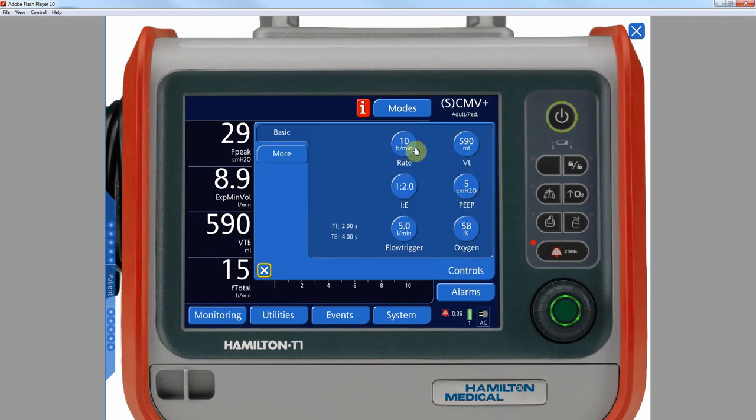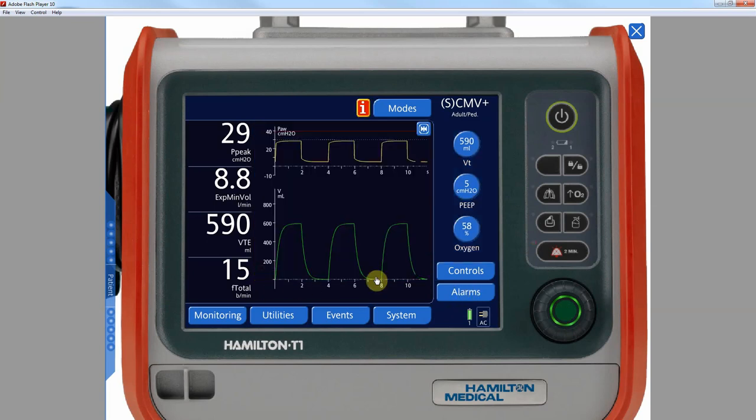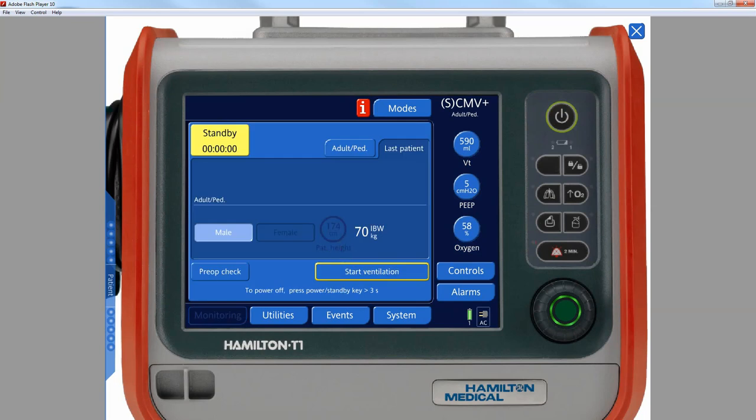So we'll go into controls, make sure our rate is enough to maintain a normal CO2 for an ARDS patient, and our I to E is 1 to 2. Okay. And this flow trigger is just how easy or difficult it is for the patient to trigger the ventilator. If we brought this all the way down, then the patient could trigger the ventilator just by sighing, or vibrations in the ambulance could trigger it. We don't want that. On the Hamilton ventilator, 5 is a pretty good starting place. Okay, I'll put this in standby.